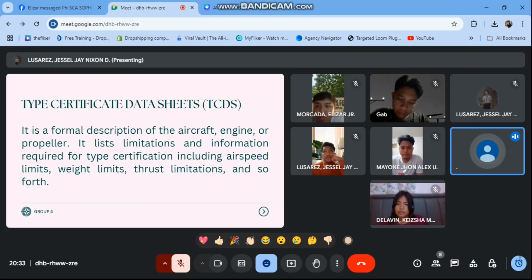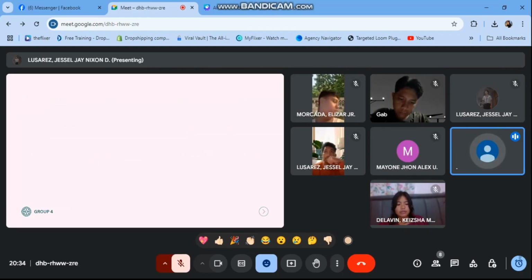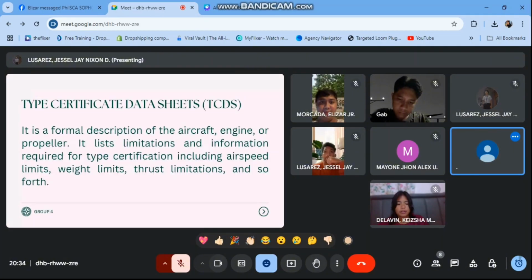It is a formal description of the aircraft, engine, and propeller. It lists limitations and information required for type certification, including airspeed limits, weight limits, thrust limitations, and so forth.